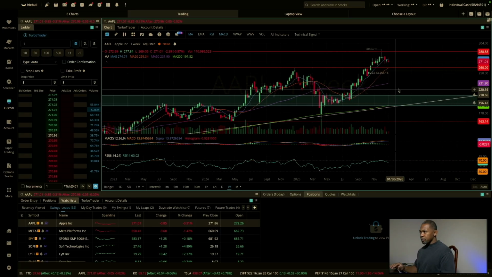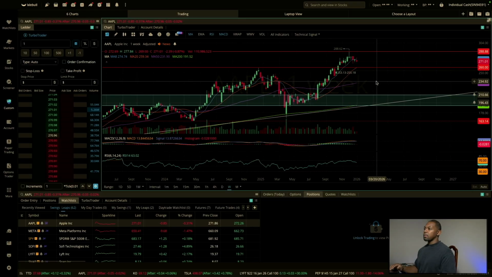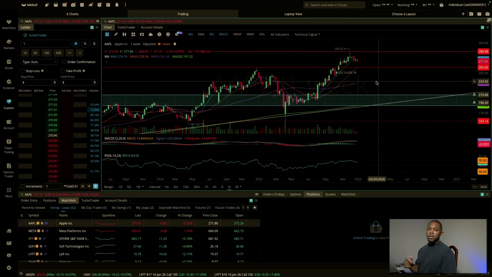To understand candlesticks better, check out the Discord. There's a candlestick chart that you can download for free. It's a cheat sheet, and I recommend that you grab that. Also, if you want to watch one of the videos, there's a great video in the Discord that shows you how to read candlesticks and candlestick charts.